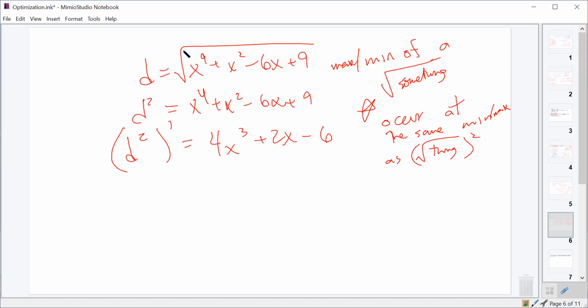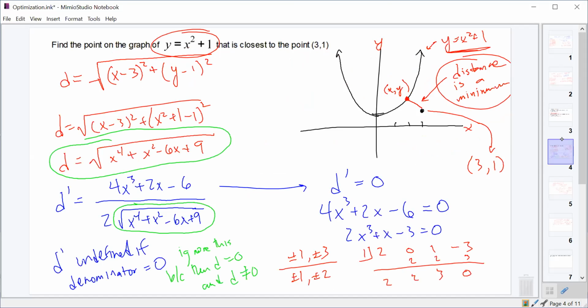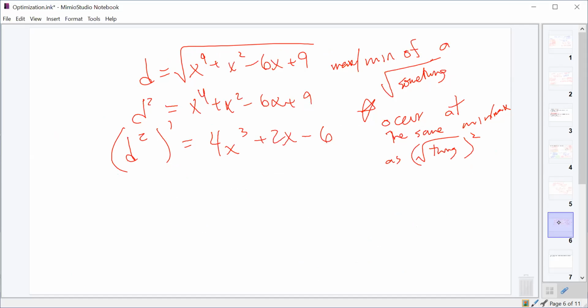So if it's easier to take the derivative of the square of your function, you can do that to find the same x value for that same max or min for the different functions. Does that make sense? Yes. Okay. But if you factored this, you still would have got x equals 1, right? Because that's what we ended up factoring anyway back here to get x equals 1. Cool.